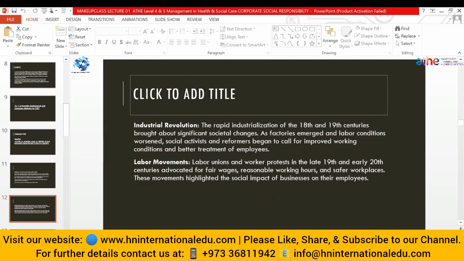Key events and factors in the background of the CSR include, again, these are from your indicative content. The first one is the industrial revolution. The rapid industrialization of the 18th and 19th centuries brought about significant societal change. As factories emerged and labor conditions worsened, social activists and reformers began to call for improved working conditions and better treatment of employees because they were knowing their rights. They started to know that these are their rights, authentic rights, due to the labor unions and what do we call them, pressure groups.